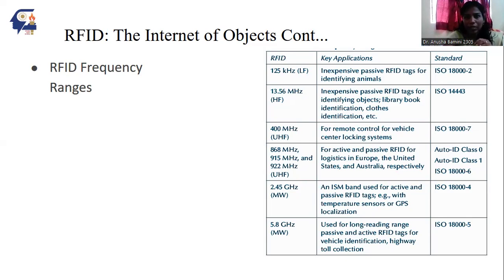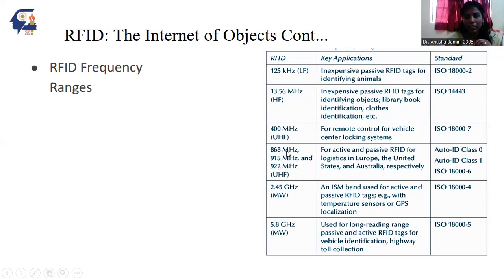Then the second one is 13.56 megahertz. This is called high frequency RFID tag. This kind of passive RFID tag is used in library book identification, cloth identification. In our library also, every book is tagged with this kind of tag. There we can use this.